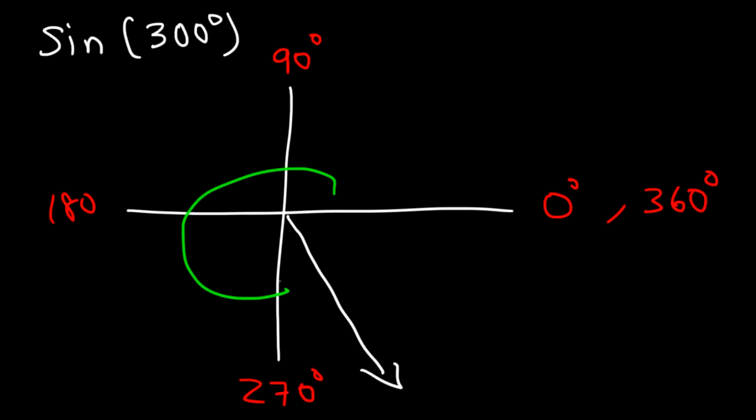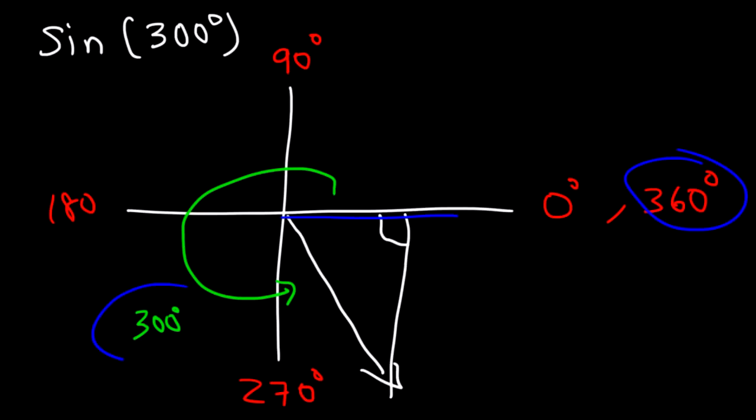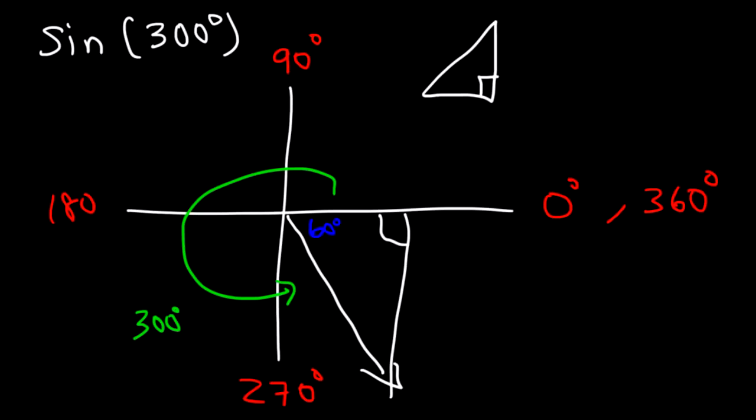So this angle here is 300 degrees. Now let's turn this into a right triangle. The reference angle is the angle between the terminal side and the x-axis. So you can see that it has to be the difference between 360 and 300. So the reference angle is 60. Now you need to know your special right triangles. You need to be familiar with the 30, 60, 90 triangle. Across the 30 is 1, across the 60 is root 3, across the 90 is 2.